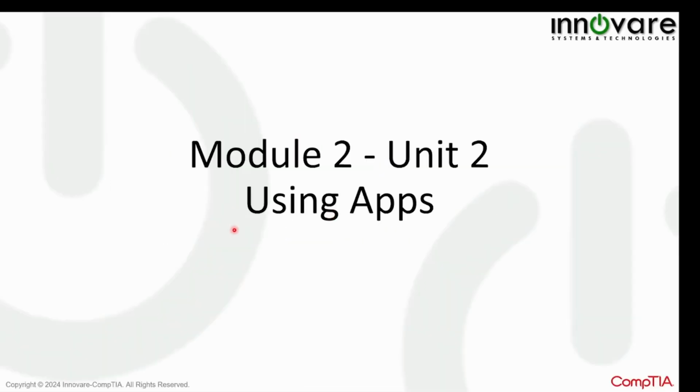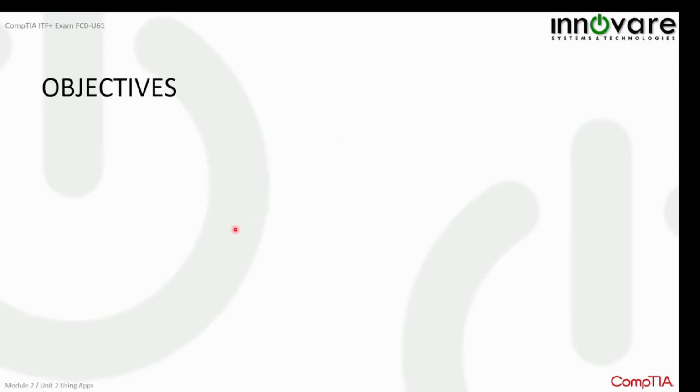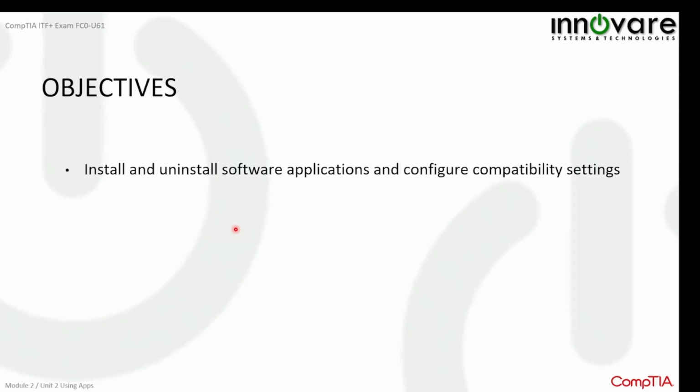Module 2, Unit 2, Using Apps. In this unit, our objective is to learn and to be aware how to install and uninstall software applications. Maraming klaseng applications, guys. And to configure compatibility settings. Ito yung mga pag-usapan din natin, what is really compatibility about and that you need to configure.